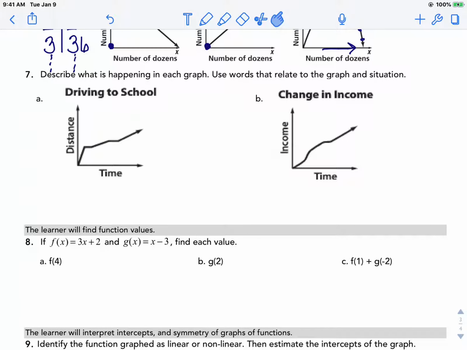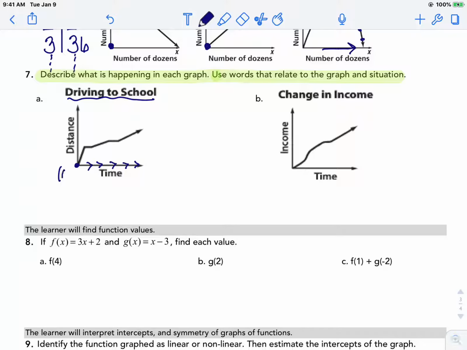Number 7 is getting at the same thing, but you should have multiple sentence answers to number 7. It says, use words that relate to the graph and the situation. Describe what's happening. So we don't just want one sentence of, it's getting bigger. So as time continues to go this way on the x-axis, we want to try to describe what's happening to the distance you are driving to school.